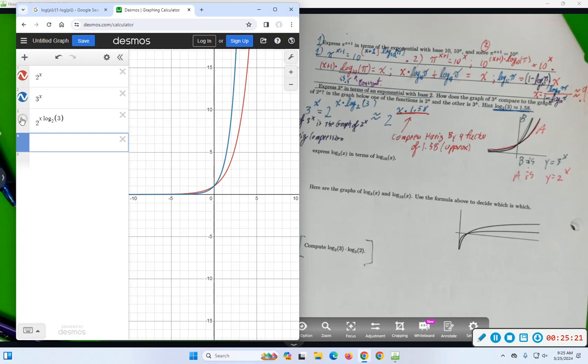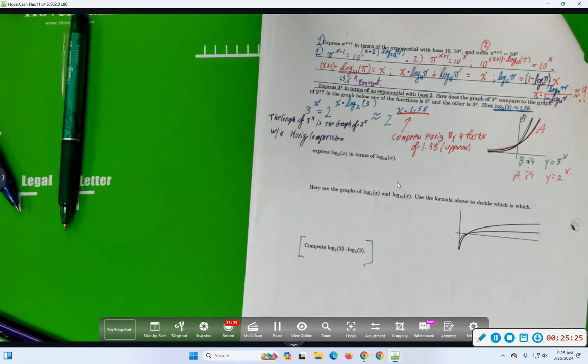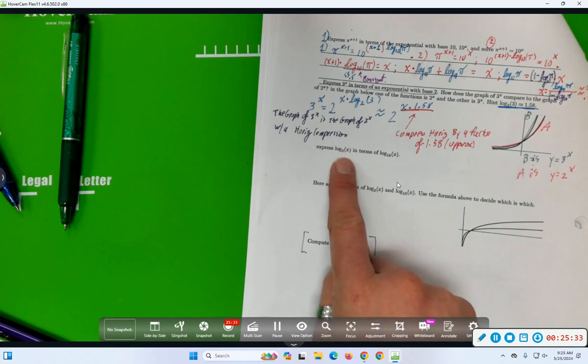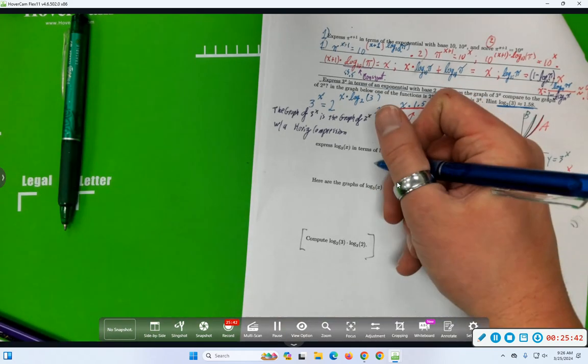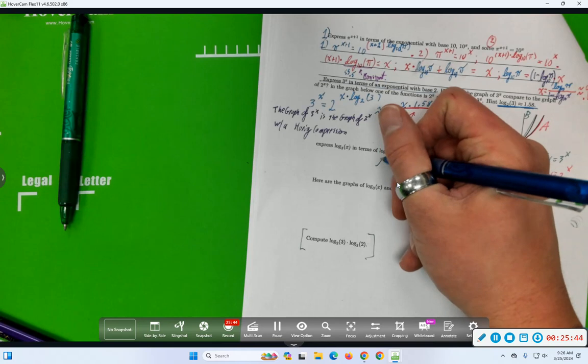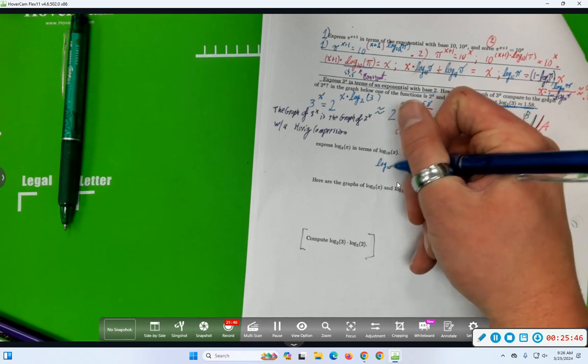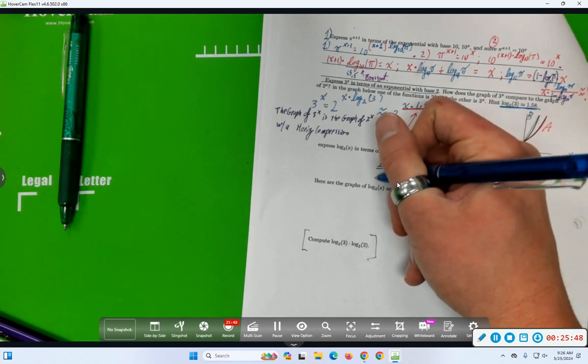Green looks like it lines up pretty good with blue. Cool. All right. Let's play the same game with the change of base formula for logs. So using the change of base formula for log, we write log base 3 of x in terms of log base 10 of x. Would it be log base 10 of x divided by log base 10 of 3? Awesome.